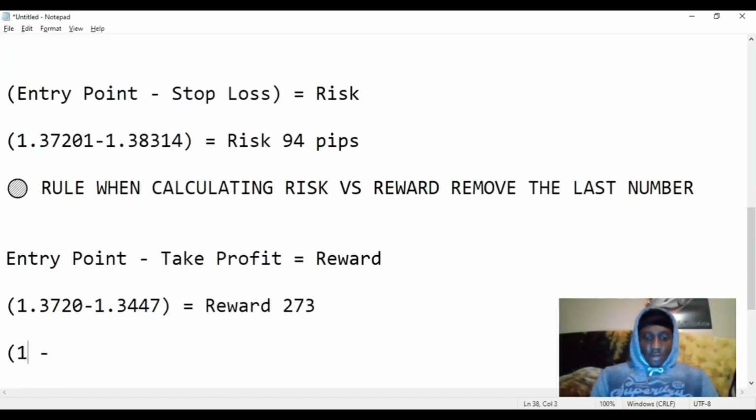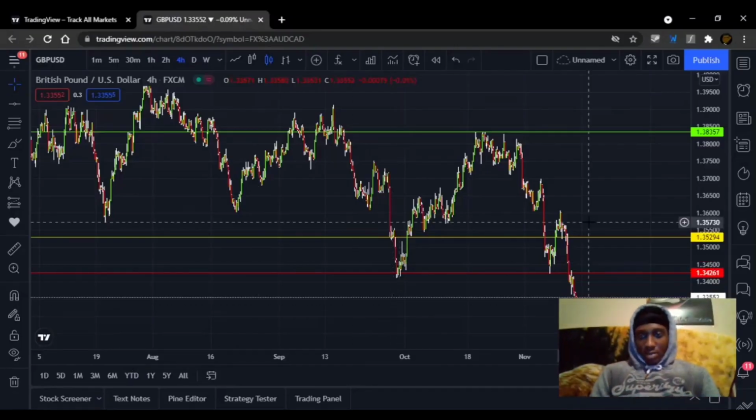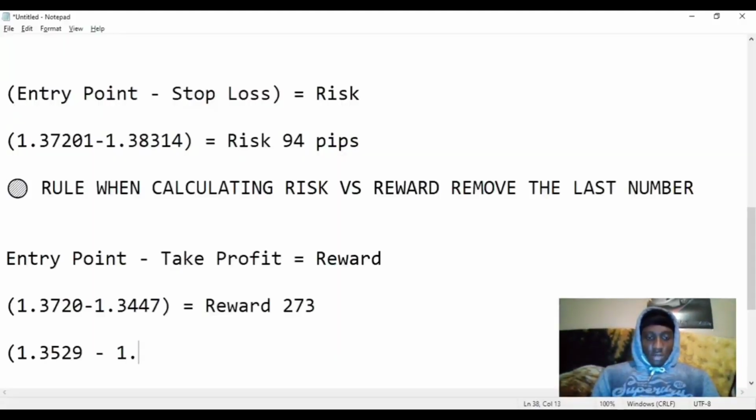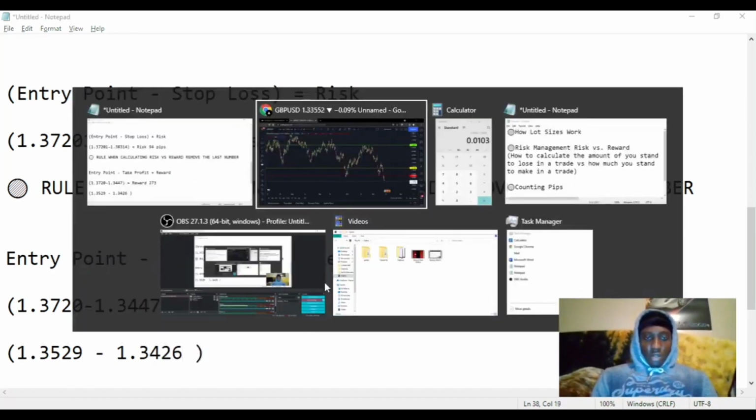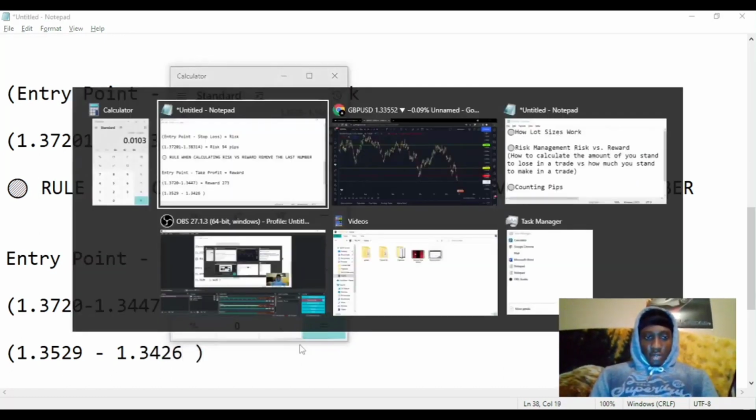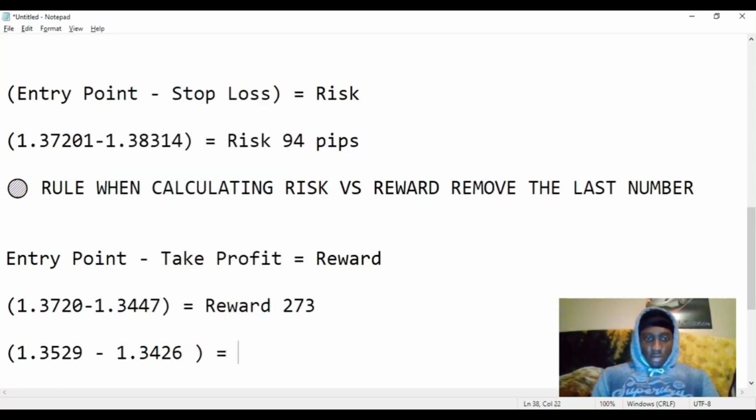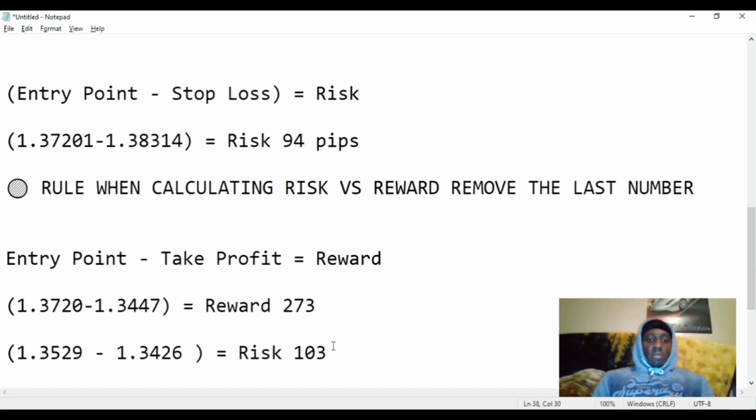1.35294, right? Remove the last number, minus 1.34261. Last number. What was your answer? 103. So we're risking 103 pips right here.